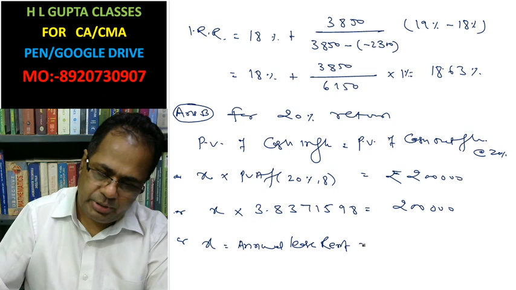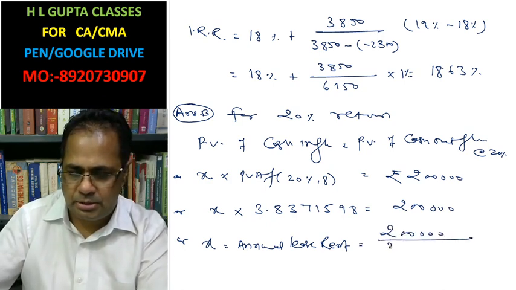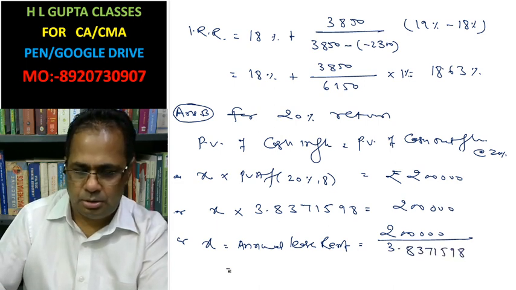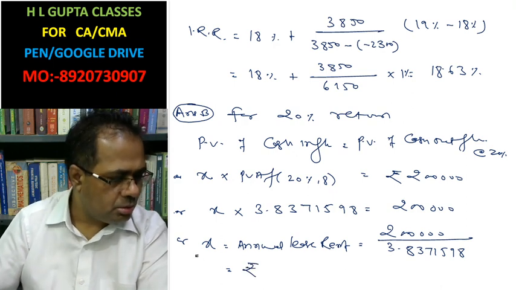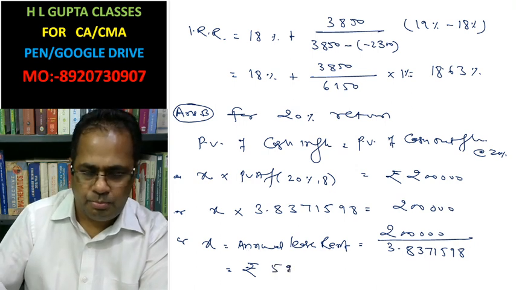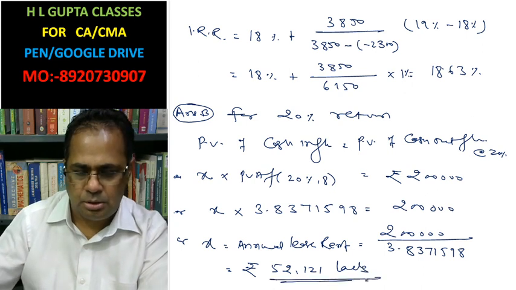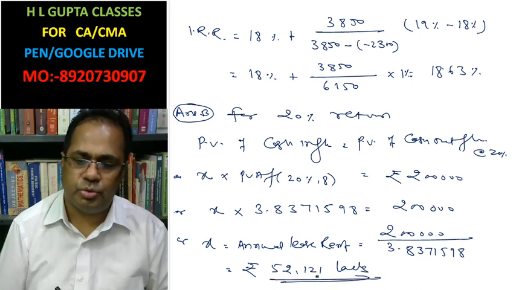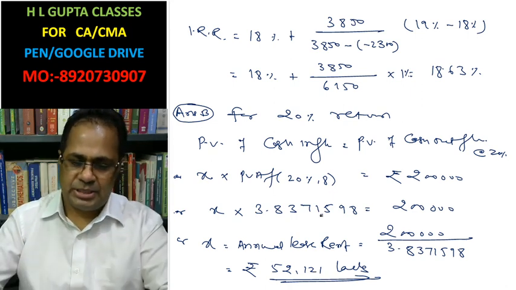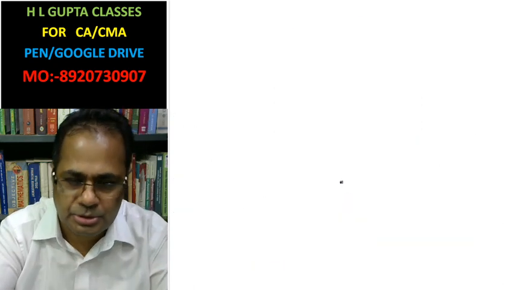Lease rent rupees 2 lakh divided by 3.8371598, that is rupees 52,121 lakhs. This should be the annual lease rent for 20% return. The lessor should charge this lease rent for the 8 years for 20% return.